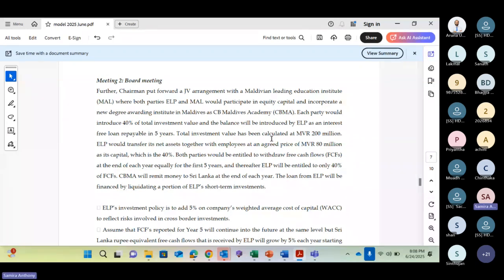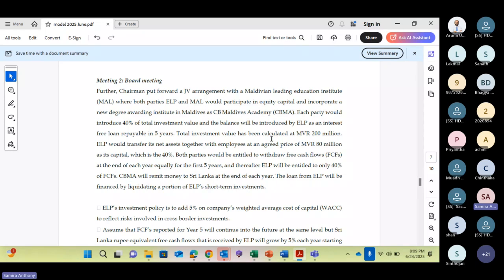Board meeting 2. Further, the chairman put forward a JV arrangement with the Maldivian Leading Education Institute, MAL, where both parties, ELP and MAL, would participate in equity capital and incorporate a new degree awarding institute in Maldives as CB Maldives Academy. Each party would introduce 40% of total investment value, and the balance will be introduced by ELP as an interest-free loan payable in 5 years. Total investment value has been calculated at MVR, that is Maldivian rufiyaa, 200 million.